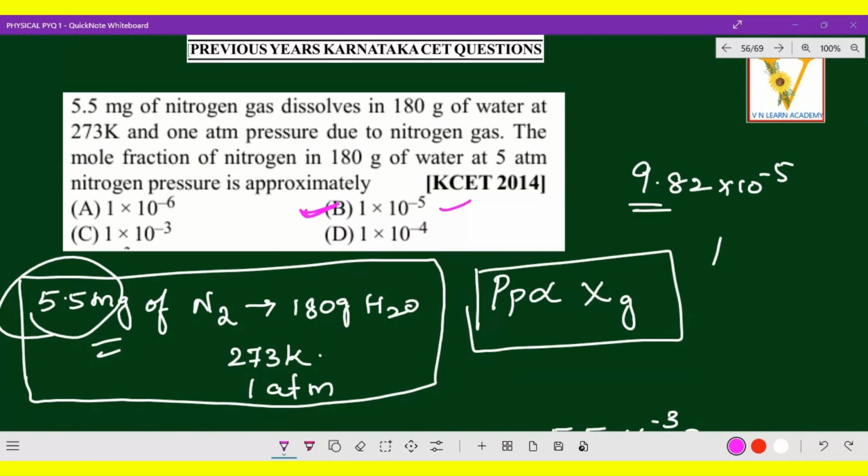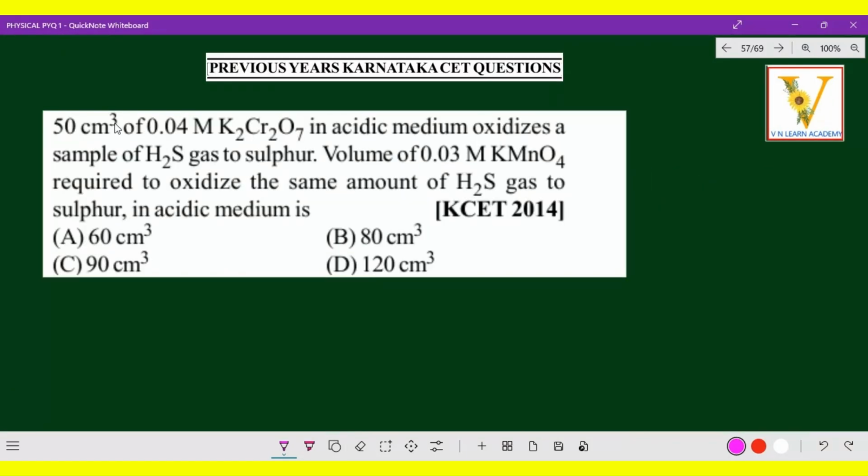Come on, let's go to the next question. 50 cm cubed of 0.04 M K2Cr2O7 in acidic medium oxidizes a sample of H2S gas to sulfur. What is the volume of 0.03 M KMnO4 required to oxidize the same amount of H2S gas to sulfur in acidic medium? This question is indirectly asking how many electrons are lost in each case, right? So let us write the data so that you will get the clarity.